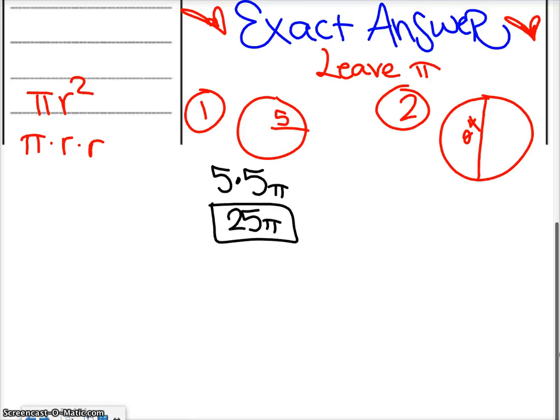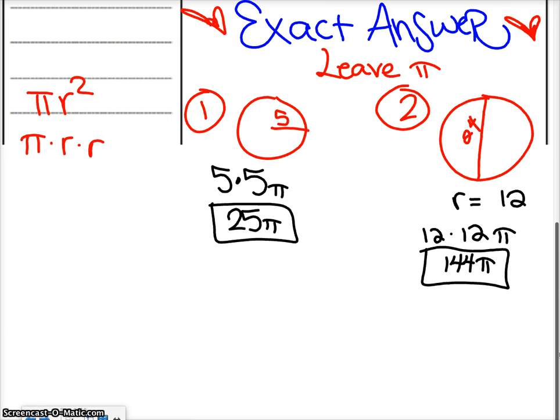Okay, next one. It's actually easier, because you don't have to press as much stuff. You just write the pi symbol. Next one, that's a diameter. The formula for a circle, I have to have a radius. So radius then would be 12. Do you agree? Yes. Half of that 24. So it's going to be 12 times 12 pi, 144 pi, exact.